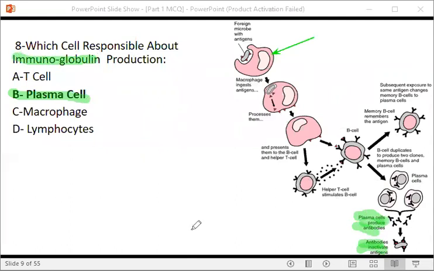Okay. The process starts with the macrophage and ends with the B and helper T cells. The B cells will produce the plasma cell, while the T helper cell aids the B cell and stimulates the memory cell to remember the antigen again if it occurred. Okay.